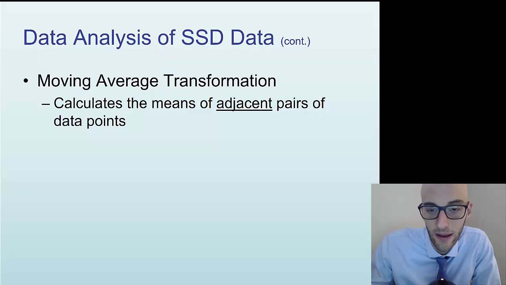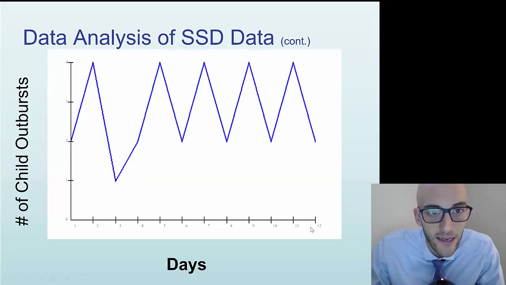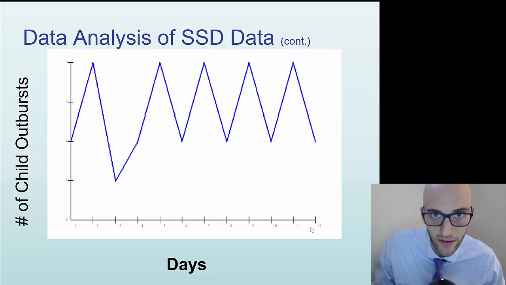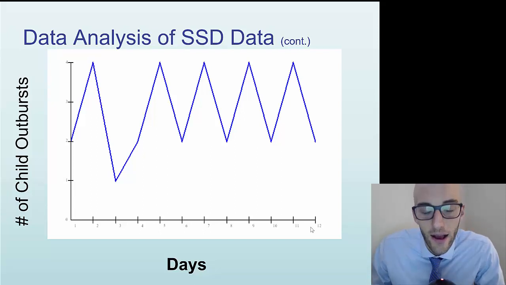and will transform our kind of messy data, maybe something that looks like this, where we can see a clear up and down pattern. So this might be an example of number of child outbursts per day. We could imagine maybe a scenario where a child's going back and forth between parents, and with one parent there's 2 outbursts a day, with another parent there's 4 outbursts a day, and there's a clear autocorrelated pattern.